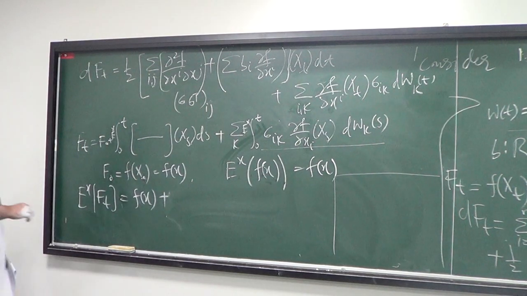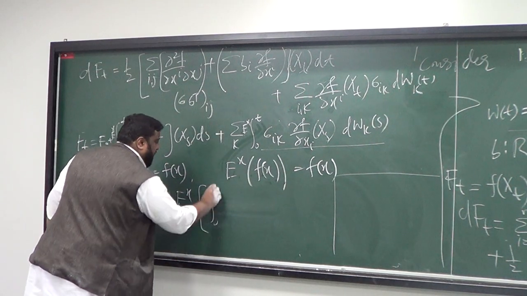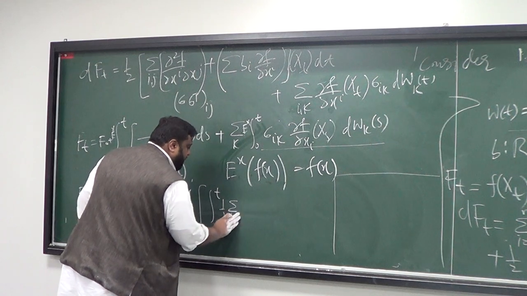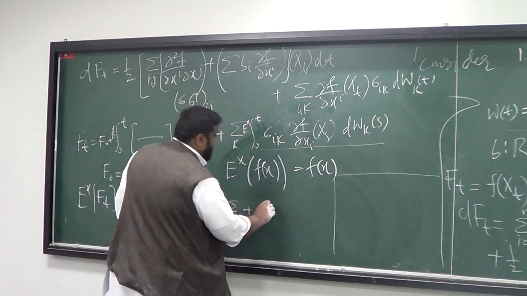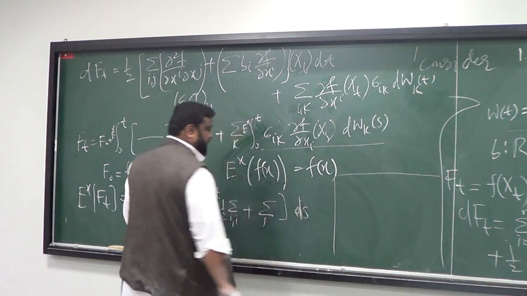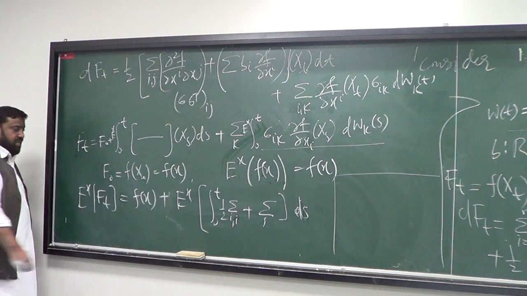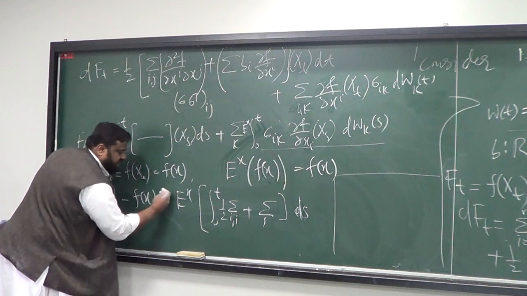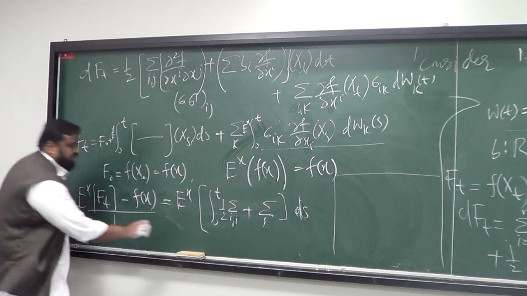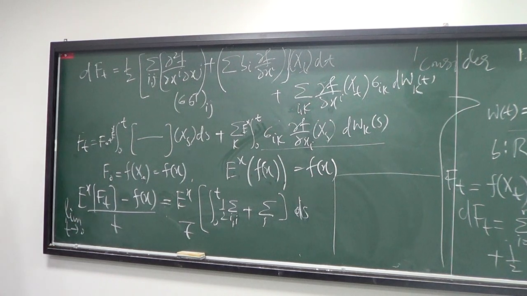So the term that is going to survive is this E_x, let me write it explicitly, of the integral from 0 to t of this double sum, one half double sum ij, whatever, plus this single sum, ds, okay? So I want to compute a generator. So let's take this here, bring this here, and divide both sides by t. And take the limit t goes to 0. Are you getting the point?